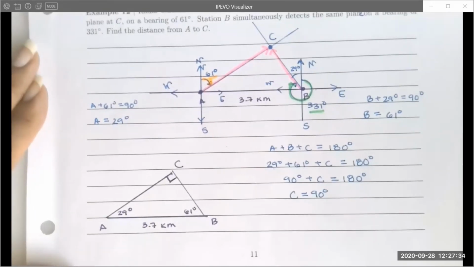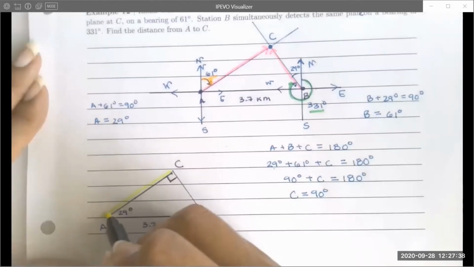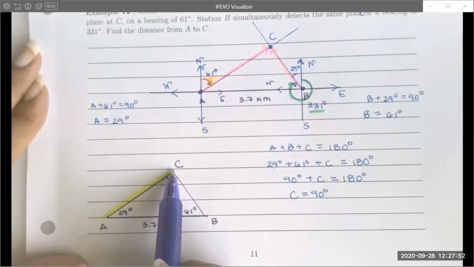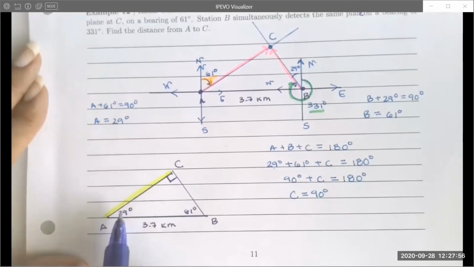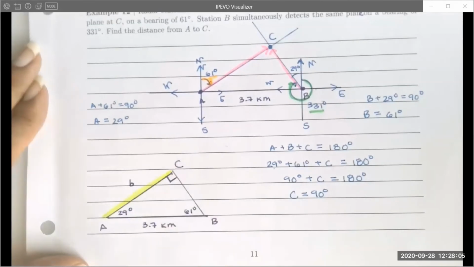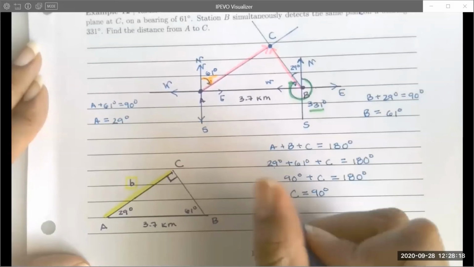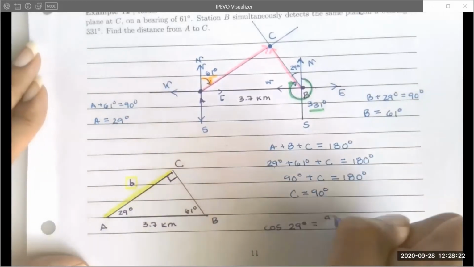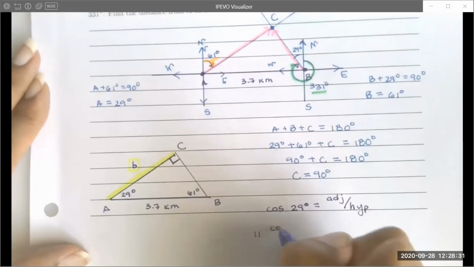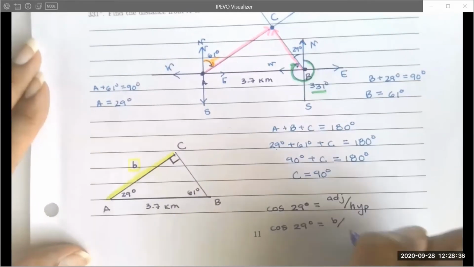And if we are trying to find the side AC, this distance, that's the ultimate goal, then I could use the definitions of the trig functions to help me out. I can either use angle A, and since this side is adjacent to angle A, I could use cosine of 29 as the adjacent side. Let me call this little b since it's opposite to angle B. Cosine of 29 degrees is adjacent over hypotenuse. And this is a hypotenuse because it's opposite to 90 degrees. So let's do that. Cosine of 29 degrees is equal to adjacent over hypotenuse. The adjacent side is b. So cosine 29 degrees is b over hypotenuse, which is 3.7 kilometers.